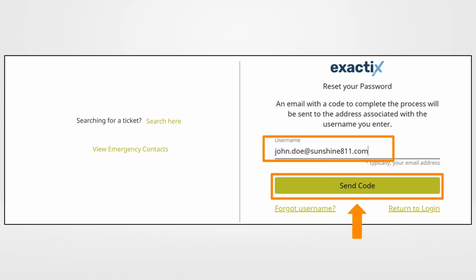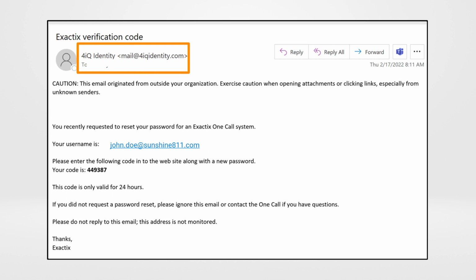After you click Send Code, visit your email and look for an email from mail@4iqidentity.com. Write down or copy the code from the email. This code is good for 24 hours.